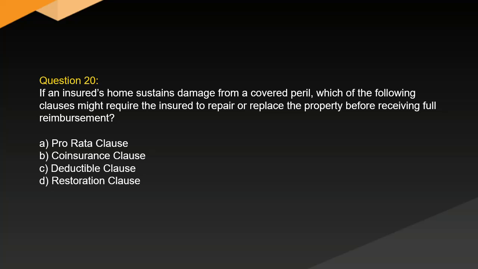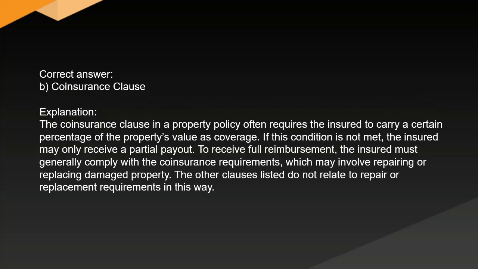Question 20. If an insured's home sustains damage from a covered peril, which of the following clauses might require the insured to repair or replace the property before receiving full reimbursement? A. Pro rata clause. B. Coinsurance clause. C. Deductible clause. D. Restoration clause. Correct answer.